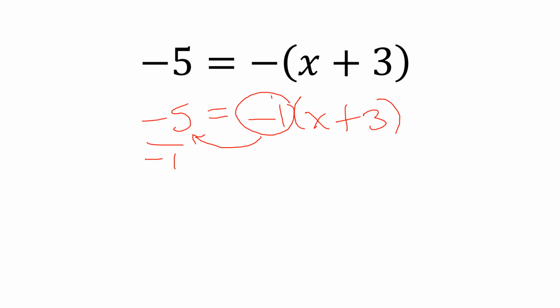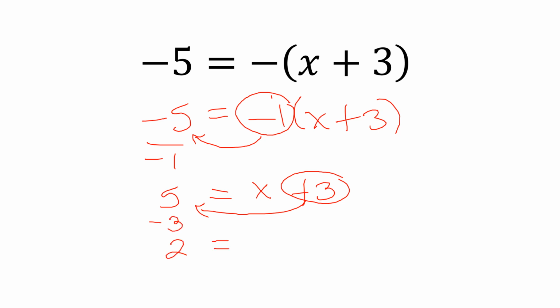Negative 5 divided by negative 1 is 5. Since the negative 1 is gone, the x plus 3 can come down because there's nothing else attached to the parentheses anymore. And so from there, I need to move the plus 3, move it to the other side with subtraction. So I subtract 3. 5 minus 3 is 2. And so since 2 is x, that means x is equal to 2.